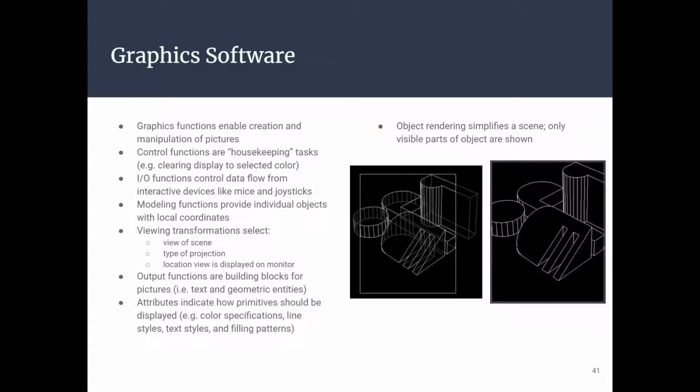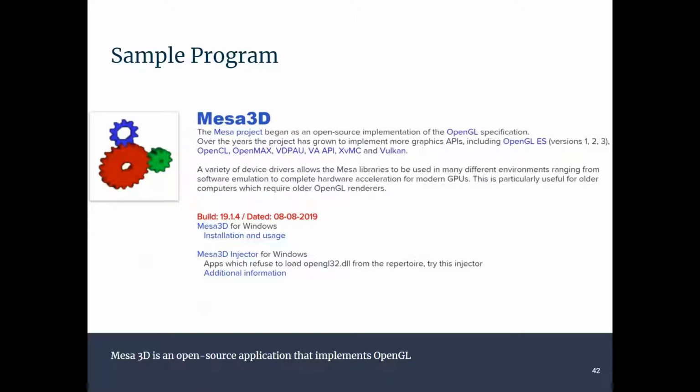Here, to the right, is an example of object rendering, whereby the first image shows the fully constructed 3D models. To the right, we greatly simplify the view just to what is needed for the user. As a sample program, we have Mesa 3D, which is an open source application that implements OpenGL.